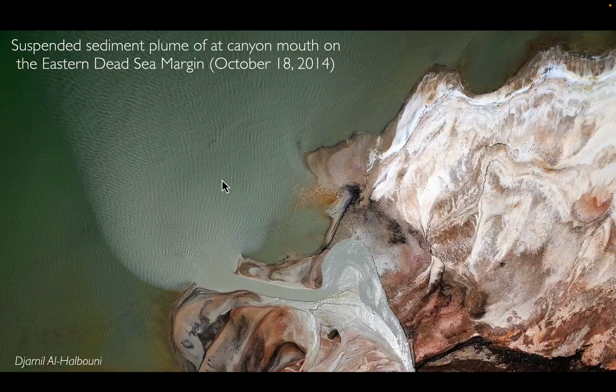And it's also true of many of the surrounding wadis, which during flood times also carry in suspended sediment plumes. Here we can see a canyon mouth on the eastern side of the Dead Sea margin with a flood as it occurred in October 2014, bringing that detrital clay-rich plume out into the Dead Sea.